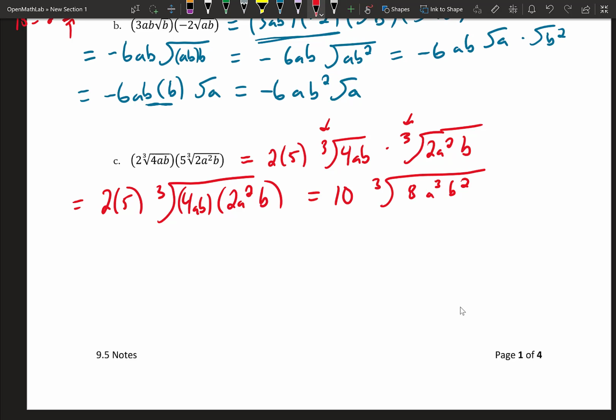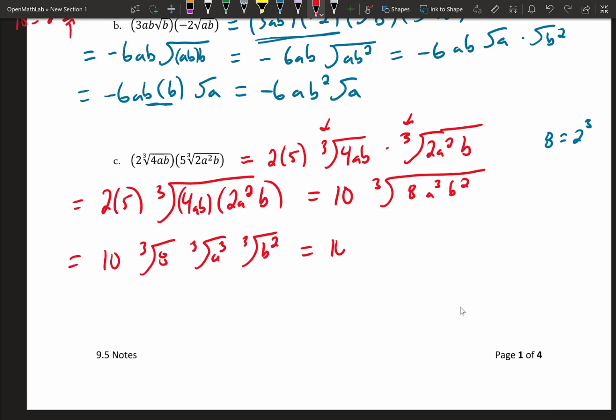And then it's important to point out that the number 8 is equal to 2 cubed, right? 8 is a perfect cube. So this would be equal to 10 times the cube root of 8 times the cube root of a cubed times the cube root of b squared, right? So I just applied the multiplication property of radicals. And then instead of writing 8, I can write 2 cubed.